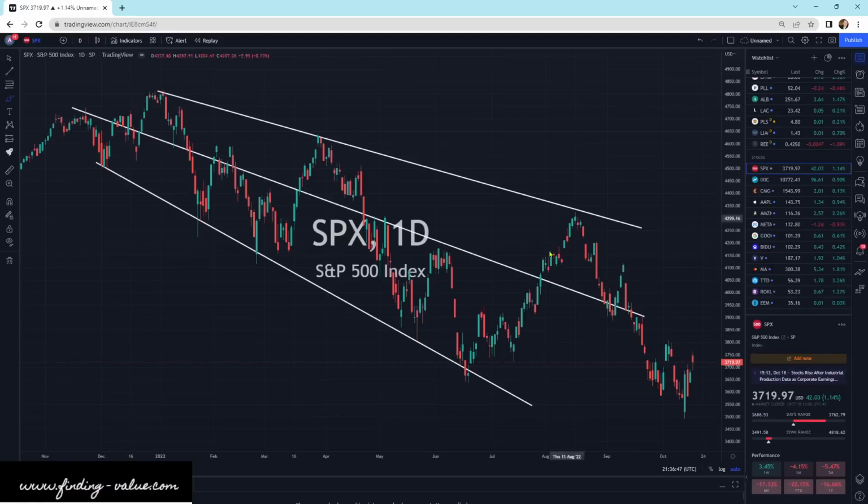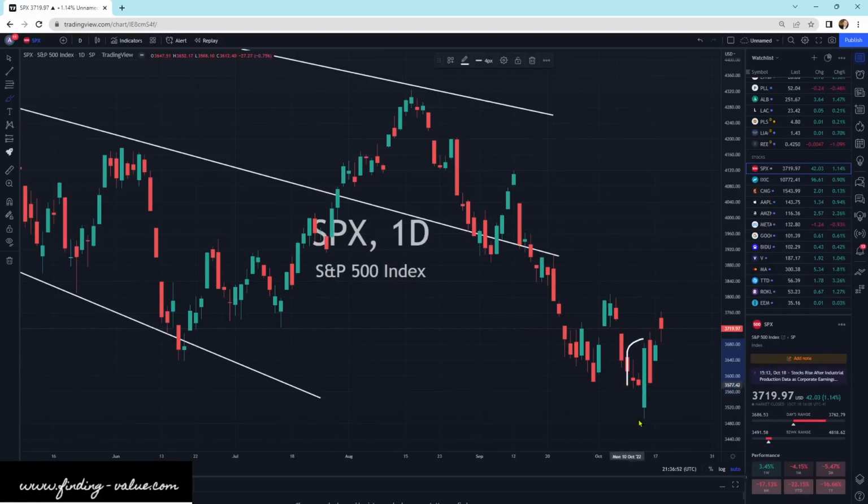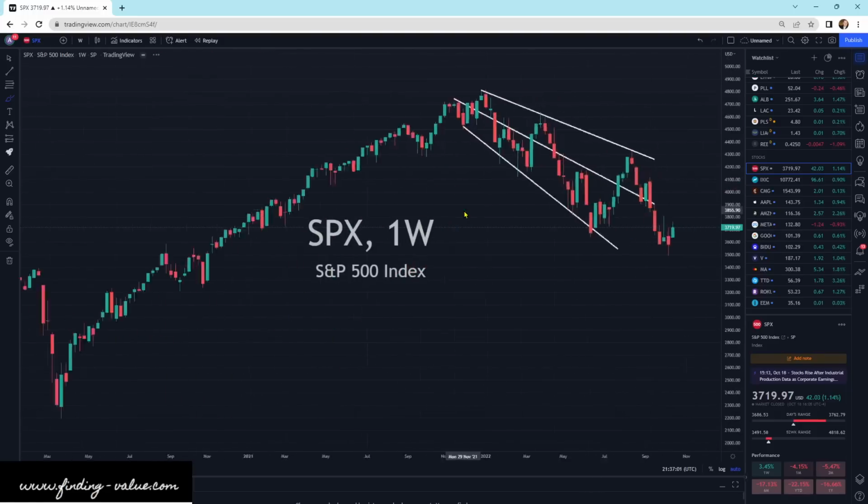The S&P 500, it's got a little bit more buying pressure here. We have a nice big bullish engulfing back there, so we'll see if that thing continues higher. And it seems like, here, let me go on the weeklies here.